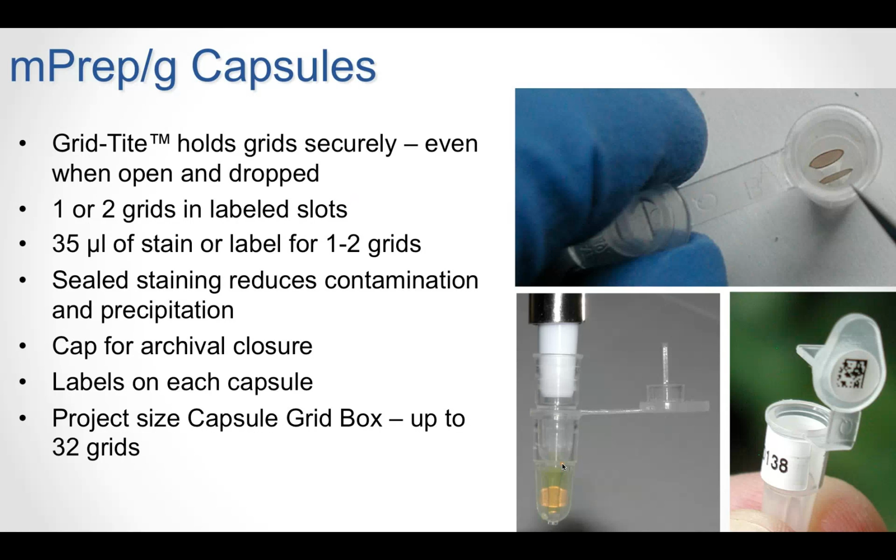The capsule is effectively sealed. It's sealed at the top by the pipette. There's a 0.5 millimeter hole at the bottom. If we simply place the capsule on top of a piece of parafilm or in the mPrep bench silicone holder, the bottom is now sealed, and because it's sealed staining, this reduces contamination and precipitation. We can close the cap to hold the grids in place for archival storage, and of course the caps can be labeled, and I showed you the capsule grid box as well.